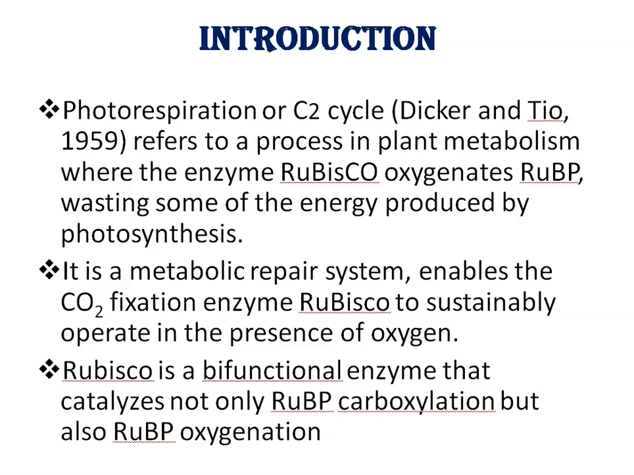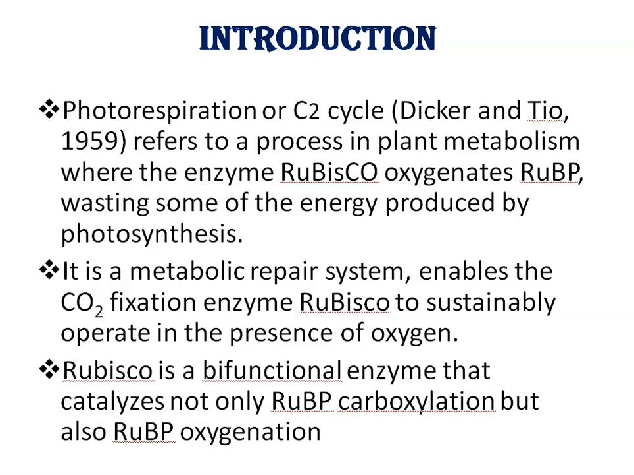Photorespiration refers to a process in plant metabolism where the enzyme RuBisCO oxygenates ribulose 1,5-bisphosphate, wasting some of the energy produced by photosynthesis. It enables the carbon dioxide fixation enzyme RuBisCO to sustainably operate in the presence of oxygen. Carbon fixation results in the formation of two molecules of 3-PGA that are integrated into the Calvin cycle, ultimately to form sugars in the presence of RuBisCO.